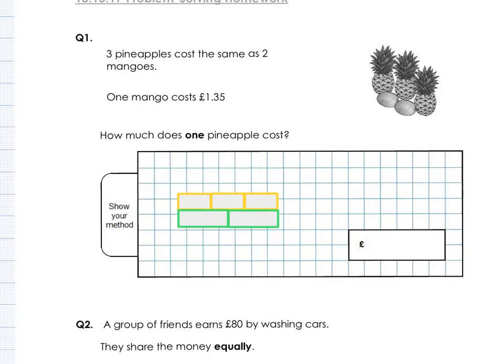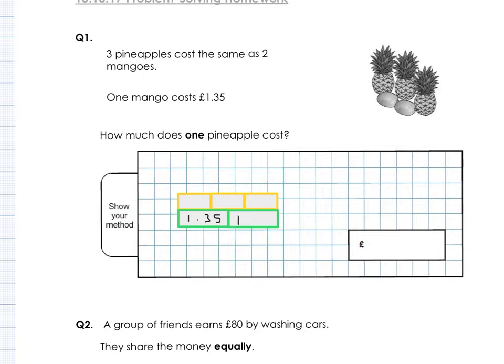So here, as if by magic, my 2 mangoes have appeared. So my 2 mangoes are the same length as 3 pineapples because they cost the same amount. Still don't know how much 1 pineapple costs. But I do know that 1 mango costs £1.35. So I'm going to write £1.35 in this box here.